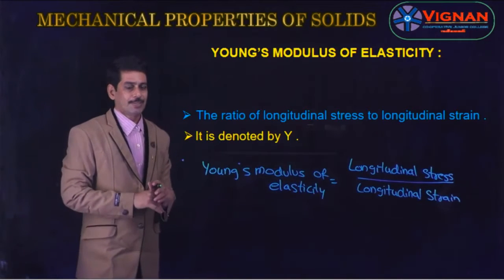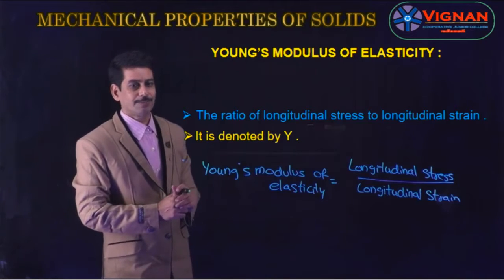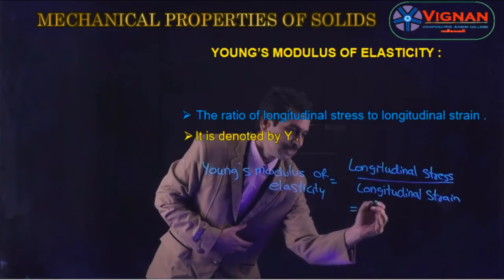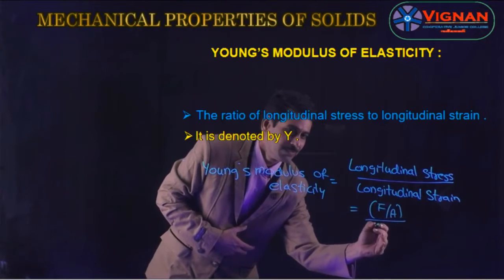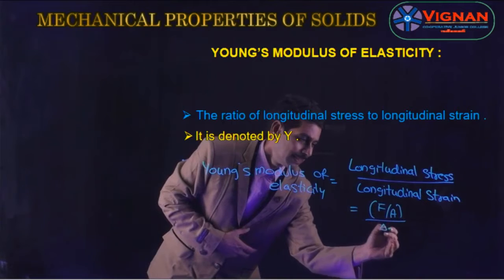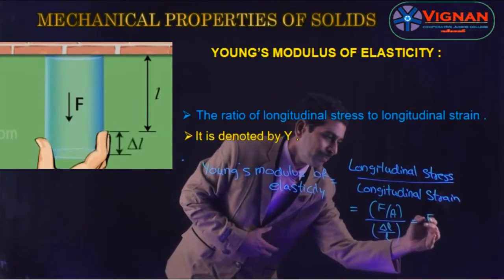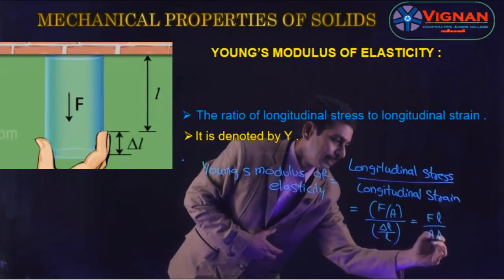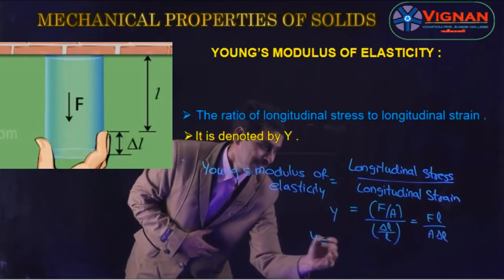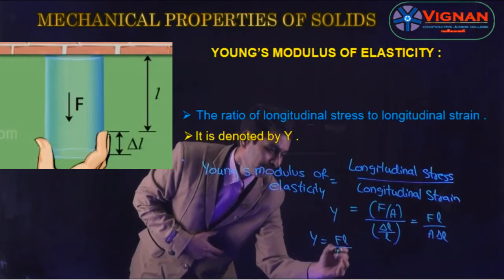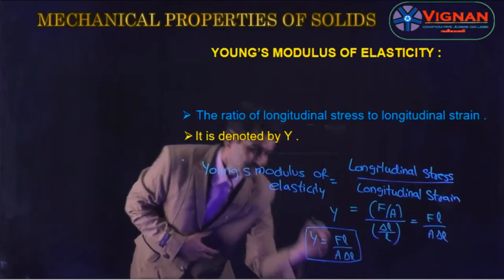Young's modulus is longitudinal stress by longitudinal strain. We already learned longitudinal stress is force by area, so longitudinal stress is F by A, whereas the longitudinal strain is change in length by original length, written as delta L by L. By simplifying it, we get FL by A delta L. So the expression for Y is Y equal to FL by A delta L. This is the expression for Young's modulus.